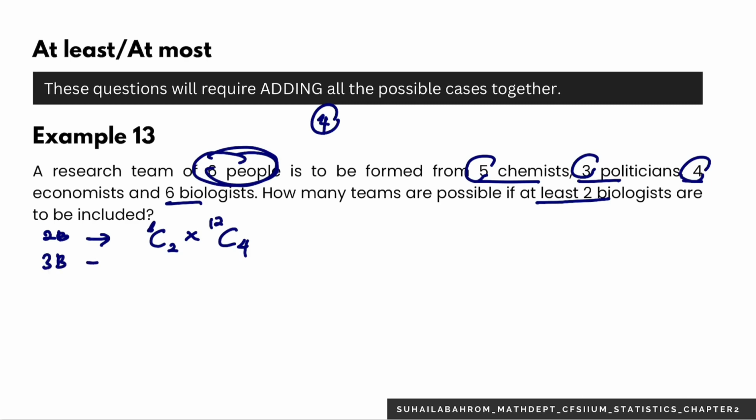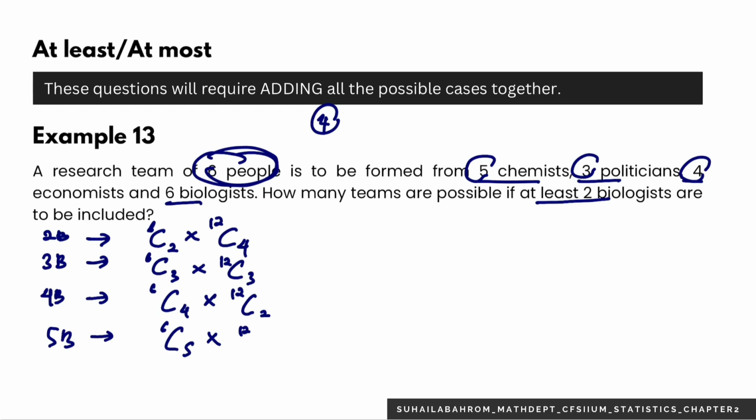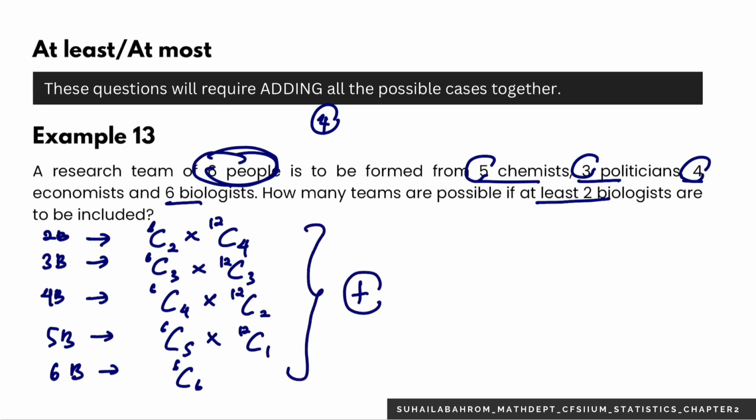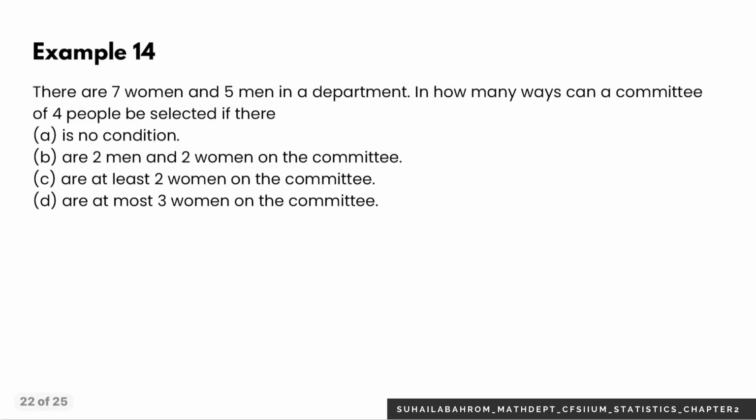For the second case, you might have 3 biologists. To choose 3 biologists, 6C3 times, with the remaining 12 we choose another 3 people. Then the next one, 4 biologists, 6C4 times 12C2. Then the next one, 5 biologists, goes to 6C5 times 12C1. And the last one, we might have all biologists in a team, so we just put 6C6. The total number of ways, we need to add all together. When you add up everything, you will get 12888.